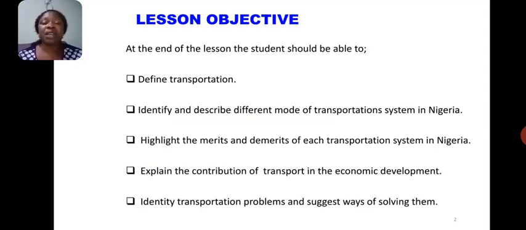Lesson objective. At the end of the lesson, the student should be able to define transportation, identify and describe different modes of transportation system in Nigeria, highlight the merits and demerits of each transportation system in Nigeria, explain the contribution of transport in the economic development. Lastly, identify transportation problems and suggest ways of solving them.